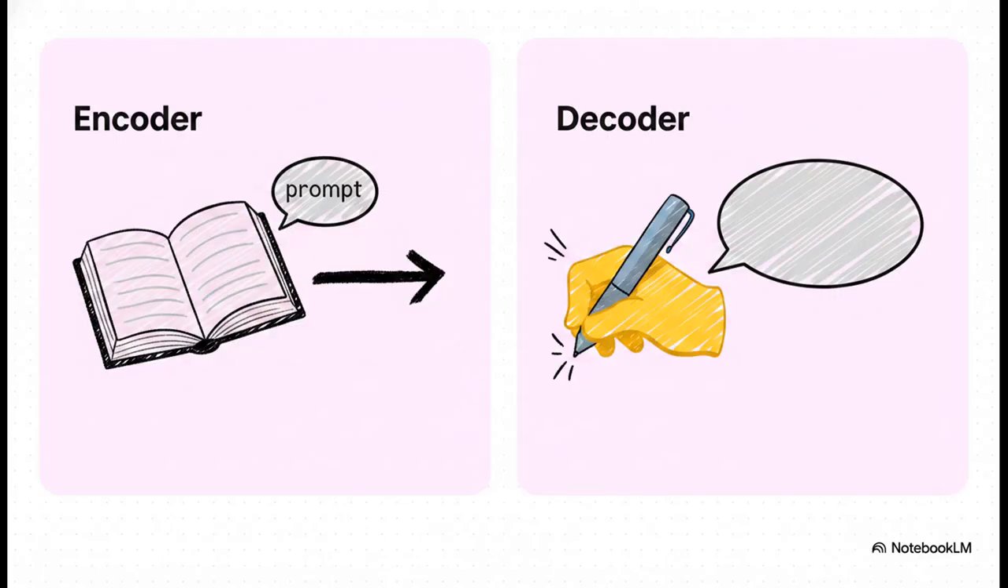So how does the transformer pull this off? Well, it's got this really elegant two-part brain. First, you have the encoder. You can think of that as the reader. It takes your prompt and uses that self-attention trick to really deeply understand what you mean. Then, it hands that understanding over to the decoder, the writer, which takes that deep meaning and starts generating a perfect, context-aware reply, one word at a time.